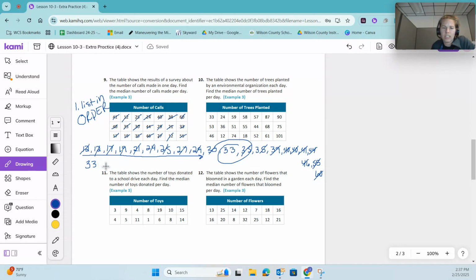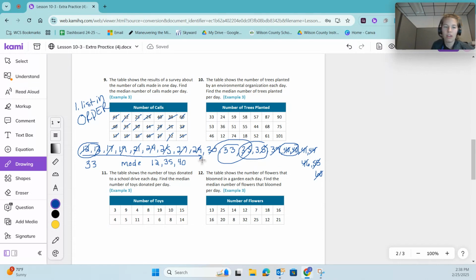Now if we take a look at the mode here, I don't have any numbers that occurred 3 times, but I have 12 that occurred twice, and I have 35 that occurred twice, and I have 40 that occurred twice. That means I have 3 modes. The modes are 12, 35, and 40. Those are all my numbers that occurred more than once, and all 3 of them occurred twice. So there can be multiple modes.